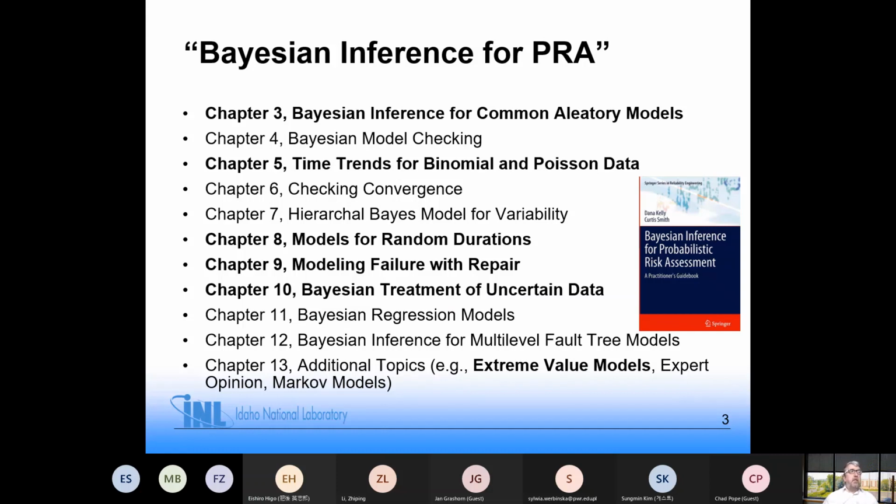We'll go on then to chapter 8, talking about models for random durations or random times. And we'll see why that's important for PRA. We'll also look at how we might model failures with a repair process. And then, again, getting into more details, we'll move on to things such as how we treat our data if it's uncertain or certain. And then lastly, we will stop with a topic tomorrow on extreme value models.